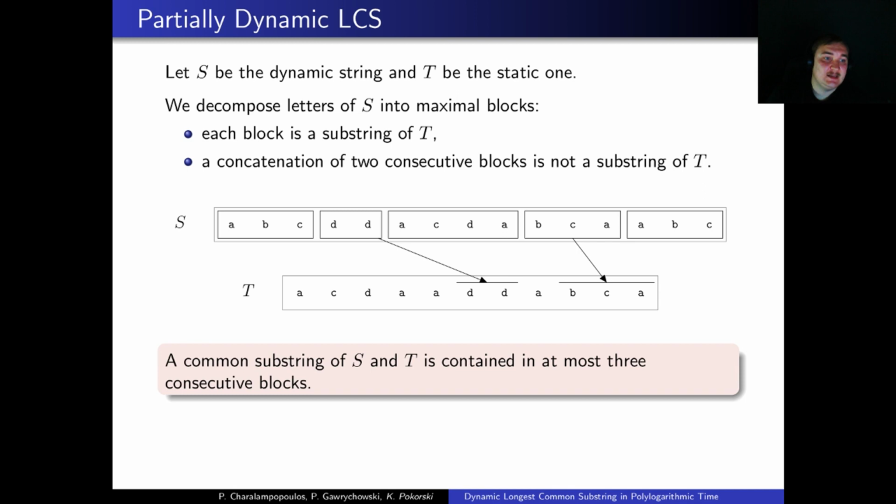So that's the idea, and if we maintain such a decomposition, we have a very nice property: any common substring of S and T is contained in at most 3 consecutive blocks. This is quite obvious, because if it were 4 or more blocks, then such a substring would contain at least 2 full blocks of the decomposition, and 2 full blocks cannot appear in T by definition.